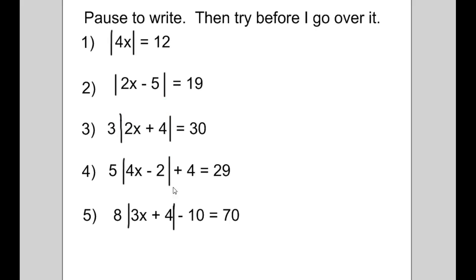Same thing here. This is not all by itself. This absolute value stuff is not by itself. We need to get rid of the positive 4 and the 5 right here. And this one is very similar to number 4.